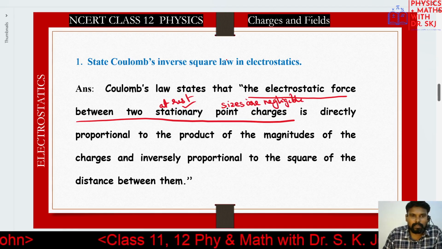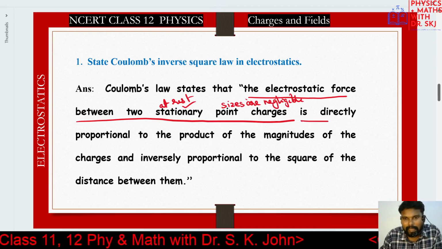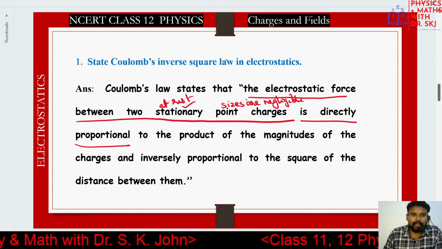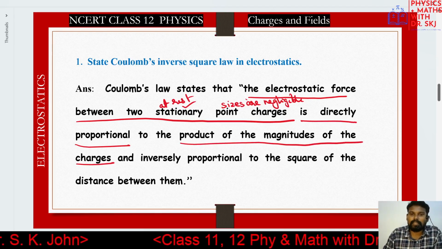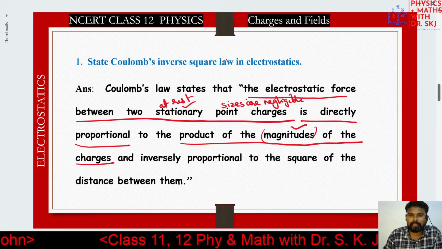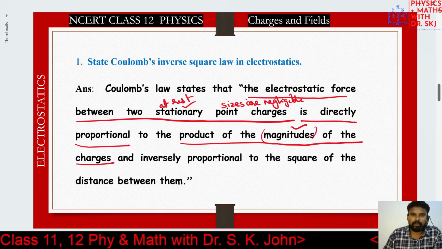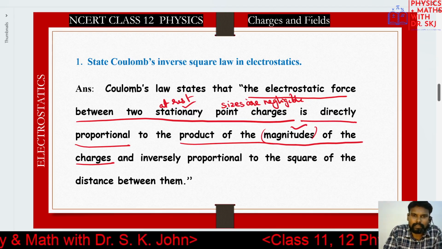Then Coulomb's law states that the electrostatic force between two stationary point charges is directly proportional to the product of the magnitudes of the charges. You don't need to consider the signs of the charges. You just consider the magnitude of the charge. How many coulombs are the charges? Coulomb is the SI unit of electric charge. We have already discussed that.